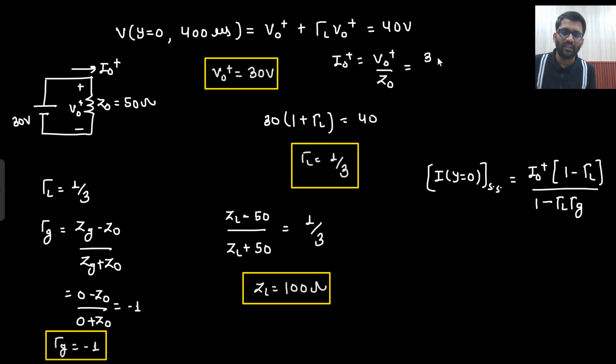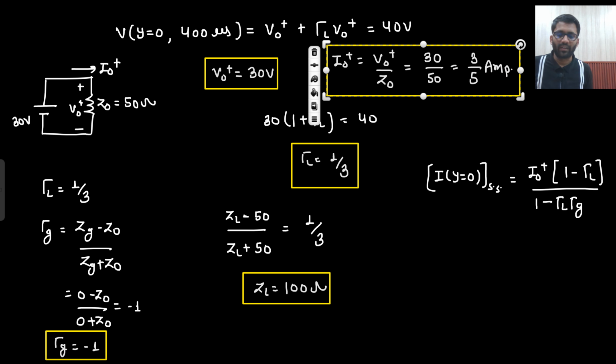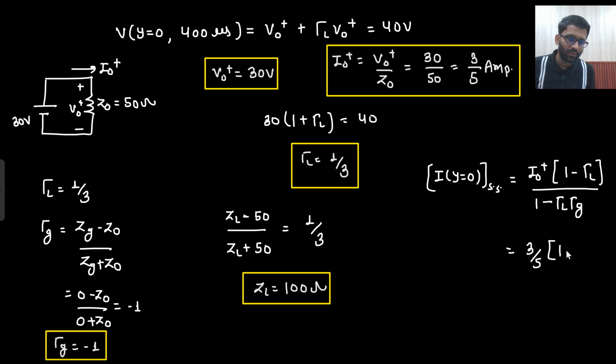What is my V naught plus? 30. What is my Z naught? 50. So I naught plus is 3 by 5 ampere. So here I am getting I naught plus as 3 by 5 ampere. So 3 by 5 into 1 minus gamma L.